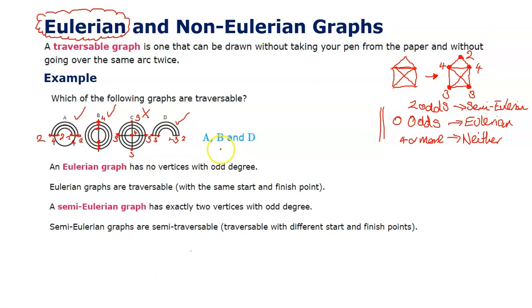So the number of odds is what matters, and this is the notes, I suppose. An Eulerian graph has no vertices with odd degree, or no odd vertices. A semi-Eulerian has exactly 2 with odd degree, and if it has more, then it's not traversable.